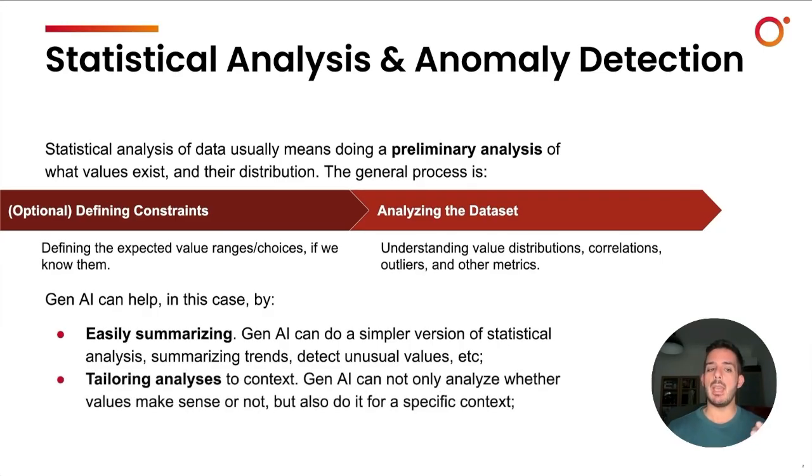And then GenAI is also good at tailoring the specific analysis to context, which is good, and statistical models don't usually do that. That is, GenAI can analyze not just whether the values make sense or what the outliers are, but also do so for a specific context, right? For example, do these transaction records make sense as holiday season purchases? If we have outliers, if we have values which are empty, if we have an overrepresentation of a certain type of purchase, we can analyze it not just from a general standpoint, but specifically from a holiday season purchase standpoint, right? Does this data set make sense for this time of the year?